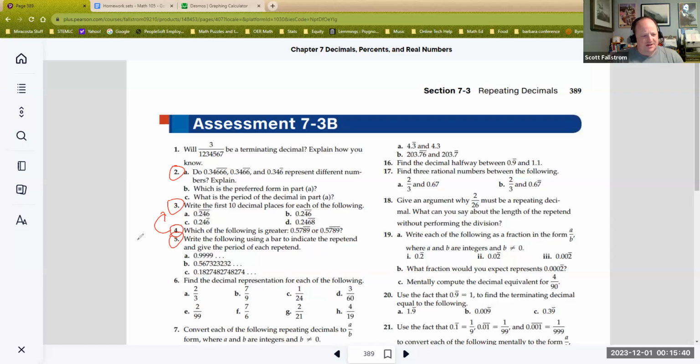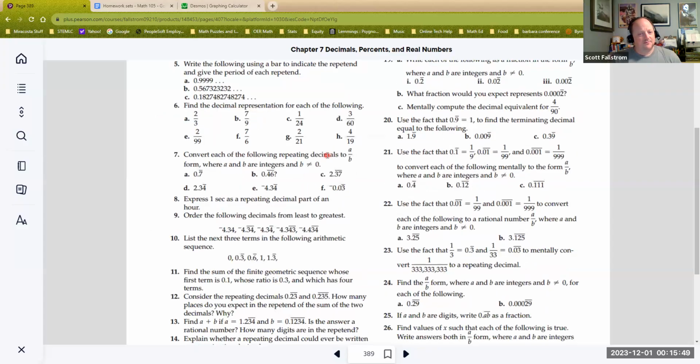Find the decimal representation for each of the following. I've already done a couple of those in the Q&A portion, and we've done some in class. But again, some of these are meant to be quick. Let me give an example here. So let's say, and again, there's multiple ways to do it.